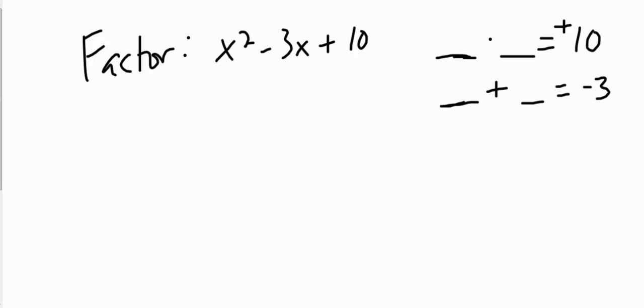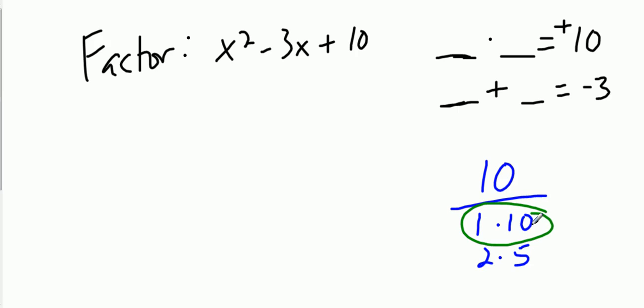Right? Now we're going to go look at the factors of 10. There's only two ways to multiply to 10, 1 times 10 or 2 times 5. Okay? Now this is going to be tempting, right? 1 plus 10 is not 11, is not negative 3. 2 plus 5 also is not negative 3, but 2 minus 5 would be negative 3. Okay? The key I said at the beginning here is that because this is a plus 10, we need to add to negative 3. Okay?